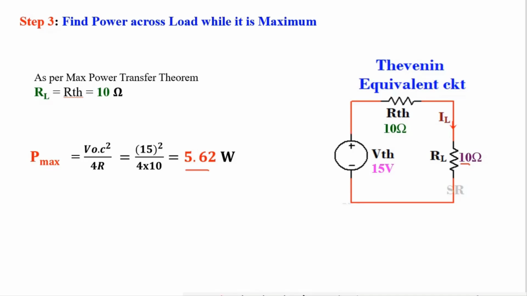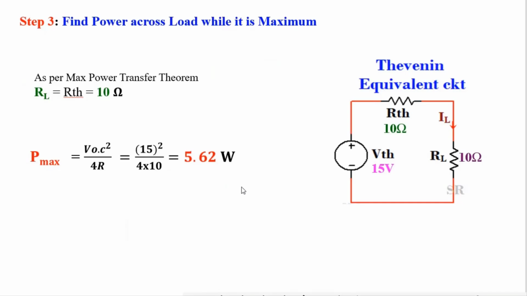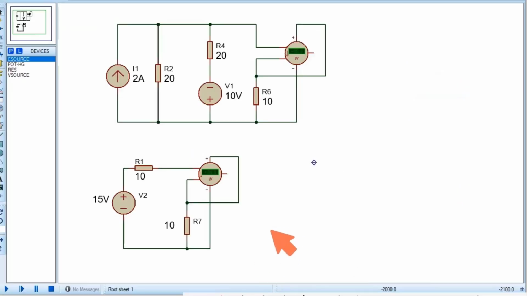Now checking whether my calculation is okay or not. This is the equivalent circuit with VTH 15 volt, RTH 10, and the load resistance is the same, 10 ohm. The same load resistance has been used here in the main circuit. Now if the power at load in the main circuit and the power at load in the equivalent circuit are the same, and the value equals 5.62 watt, then it will be confirmed that my calculation is perfect.